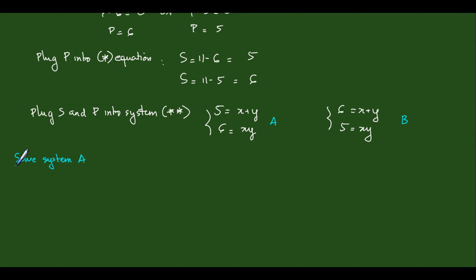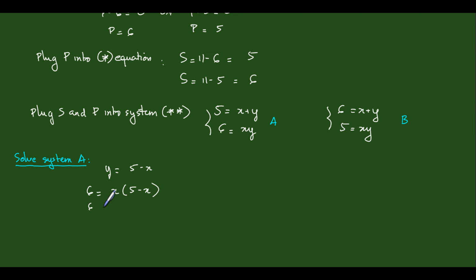Okay, let's solve system A first. System A is very easy to solve. You can use the substitution method, right? So you can get y equal to phi minus x. Then you're going to plug y into here, so you will have 6 equal x times phi minus x.